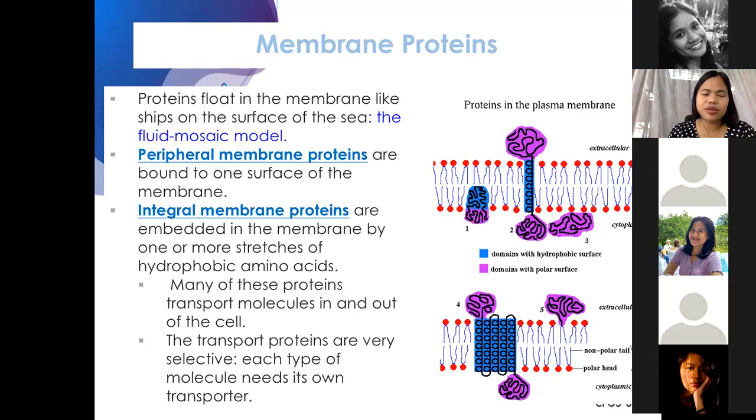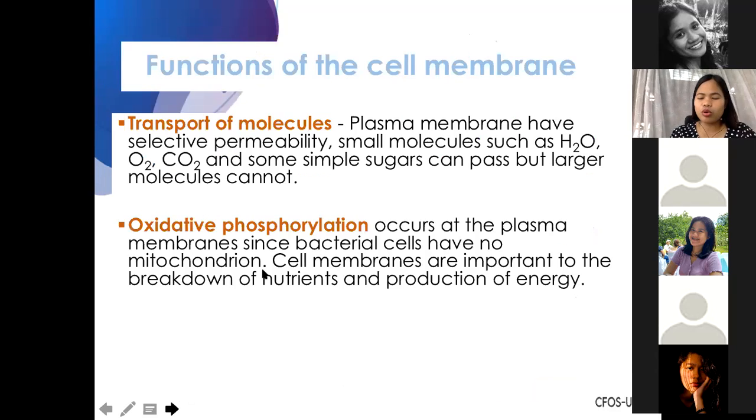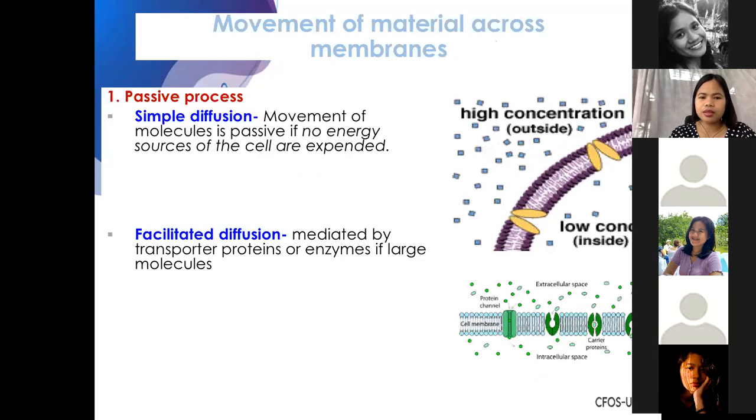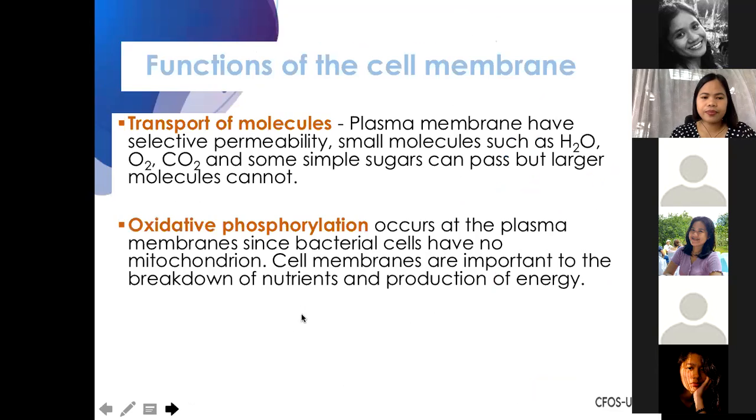Membrane proteins: we have the peripheral membrane proteins. These are bound to the surface. While the integral membrane proteins are embedded in the membrane, inside, by one or more stretches. So what are the functions of the cell membrane? As I've mentioned earlier, this facilitates the transport of the molecules and is also the area where oxidative phosphorylation occurs.